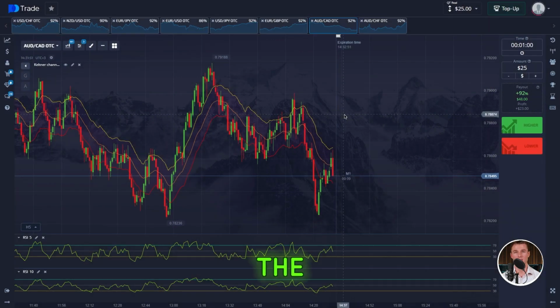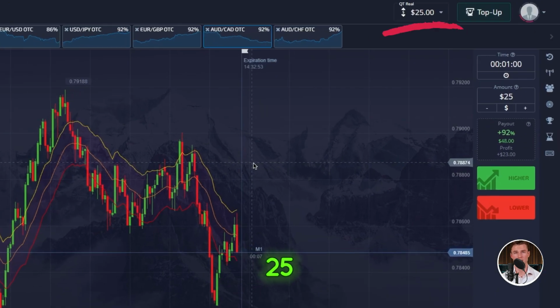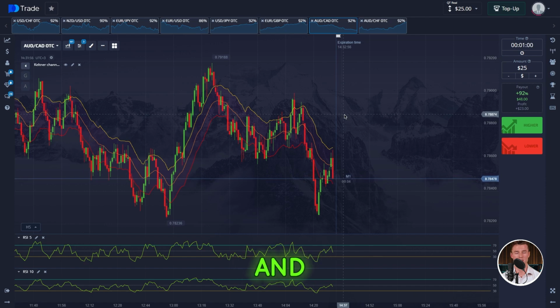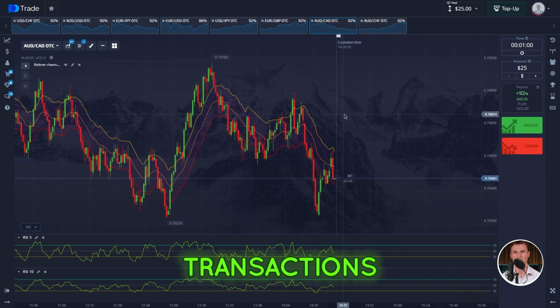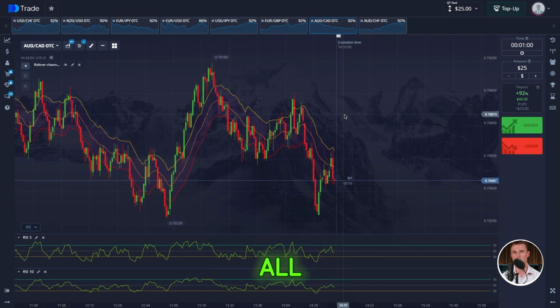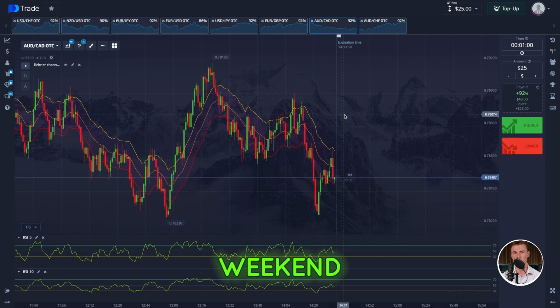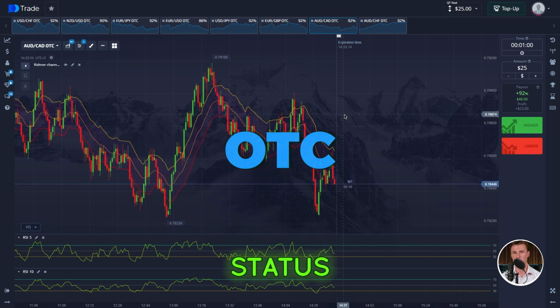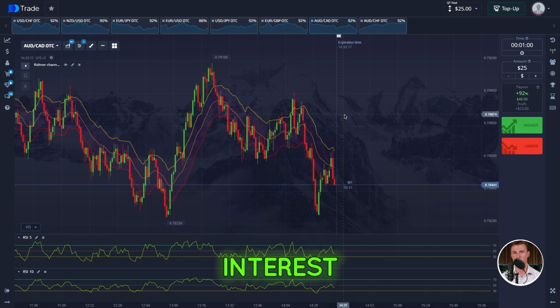So you and I are at the broker. You see an amount of 2550 on my balance sheet, and it is with this amount that we will disperse our deposit today. We will open transactions on a 1-minute time frame, and I've selected all currency pairs with the most optimal movement pattern. Today is our weekend, and therefore all currency pairs have OTC status, and this means excellent interest on payments.